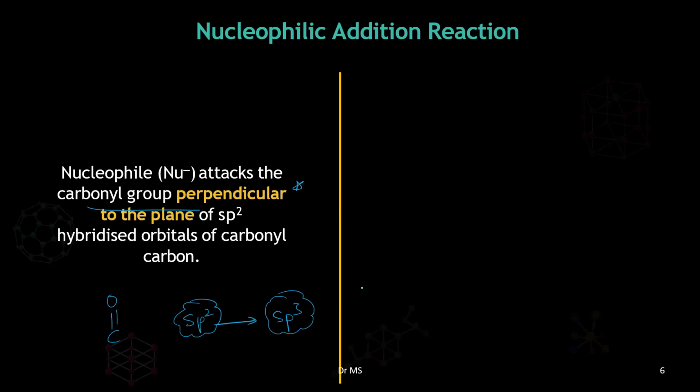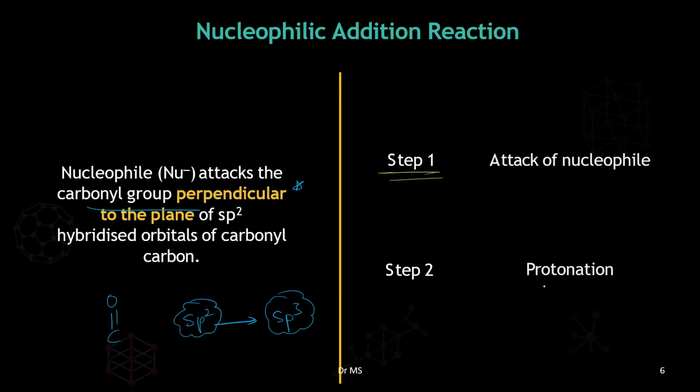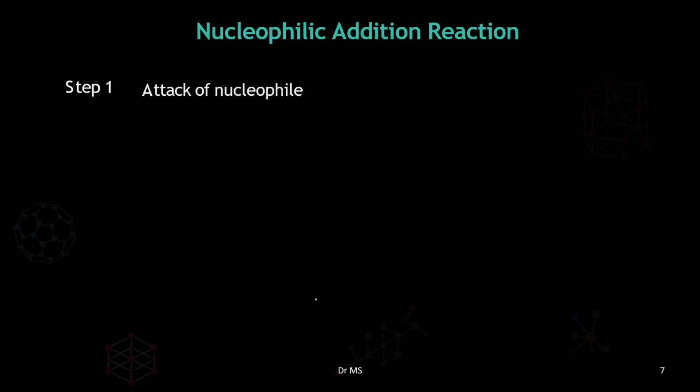So how will the reaction happen? It will take place in two steps. One is the attack of the nucleophile, and step two is protonation. Whatever double bond was converted into a single bond should be protonated. So step two is protonation. Okay, so we'll see how this will happen. So let's see the attack of the nucleophile.